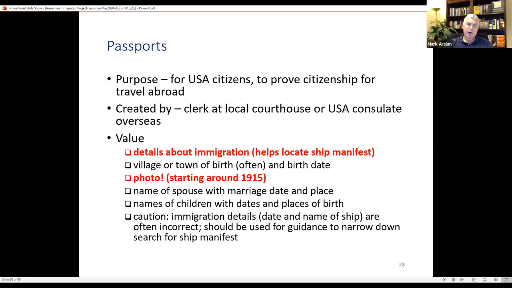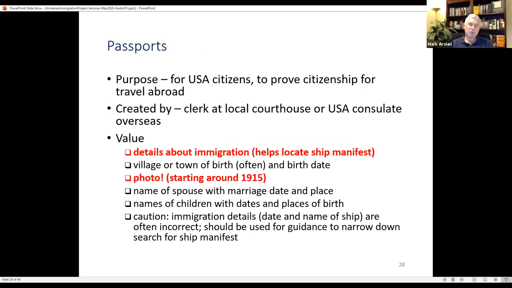Okay, passports, very similar to naturalization applications. They ask, when did you arrive here? Oftentimes, what ship? So that helps me find the ship manifest. Passports are for US citizens only, so they have to have been naturalized before. So usually I'll find a naturalization record, and then I'll start looking for a passport for that person.